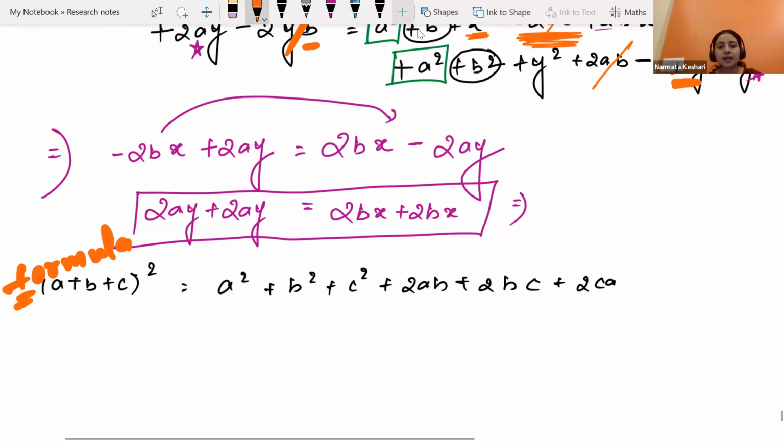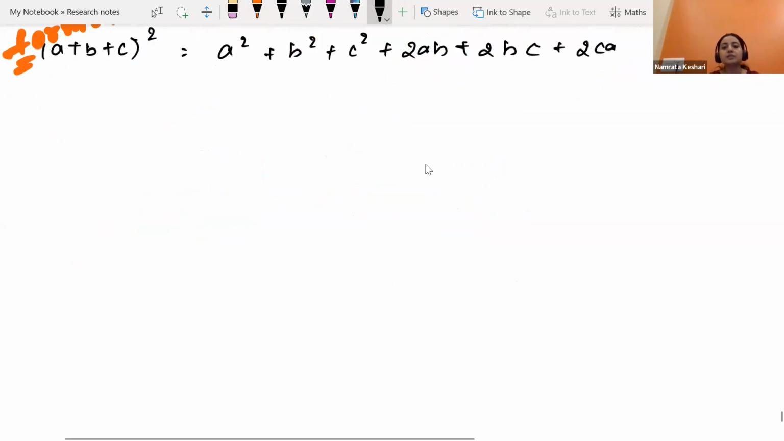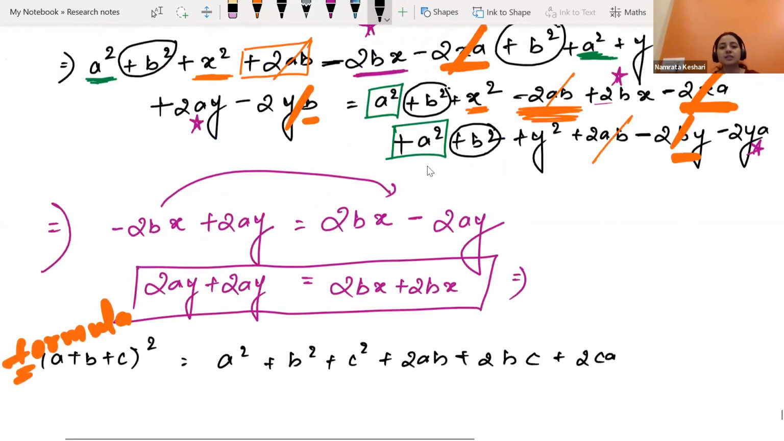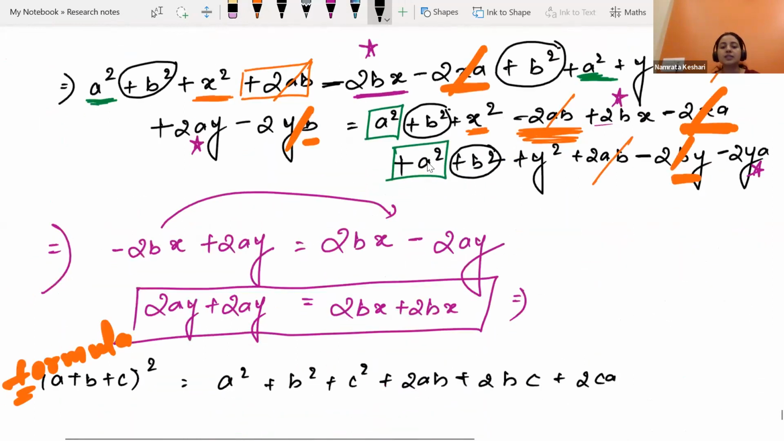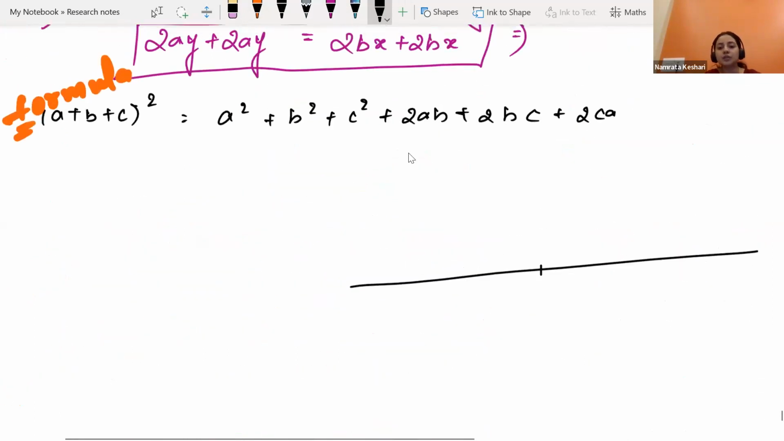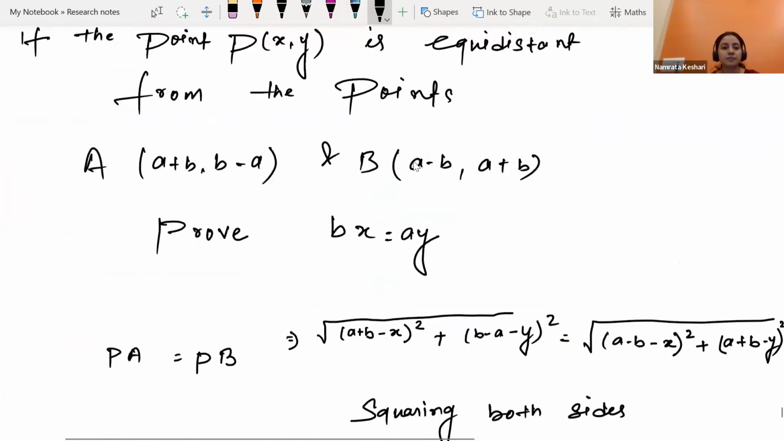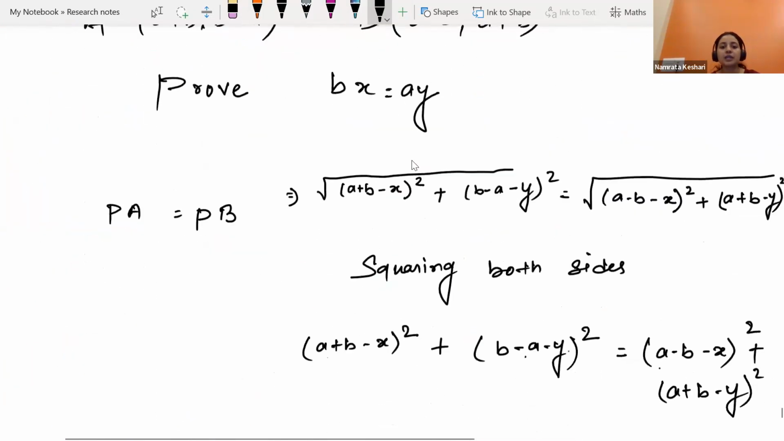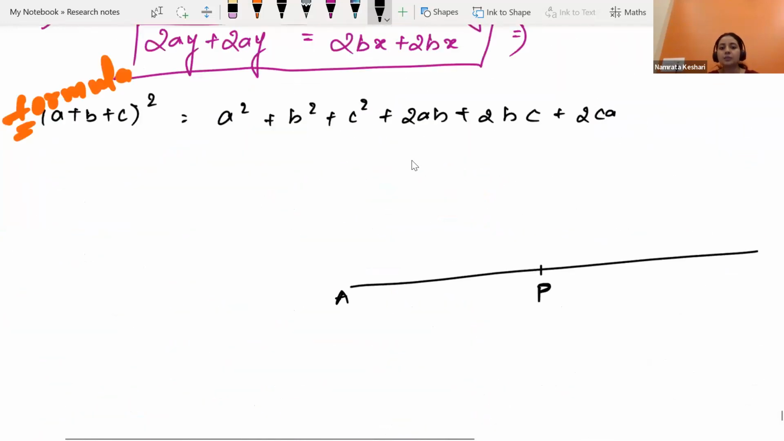This is the basic approach. Last class we were discussing that there is a point P which is equidistant from A and B. So we can also take it that P must be the midpoint of A and B, and we can use the midpoint formula also.